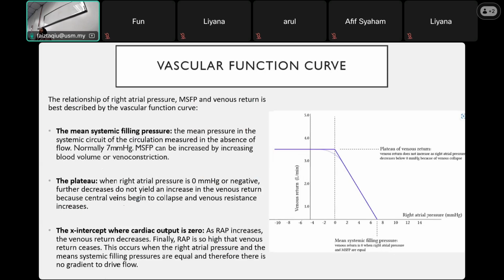Alright. So where is MSFP? Kat situ kan. It's when the cardiac output is 0 and apa yang 0 sebelah lagi? Venous return is 0. And that is during when there is no flow. Keyword tu you kena ingat. So it's about berapa normal MSFP? It's about 7, isn't it?